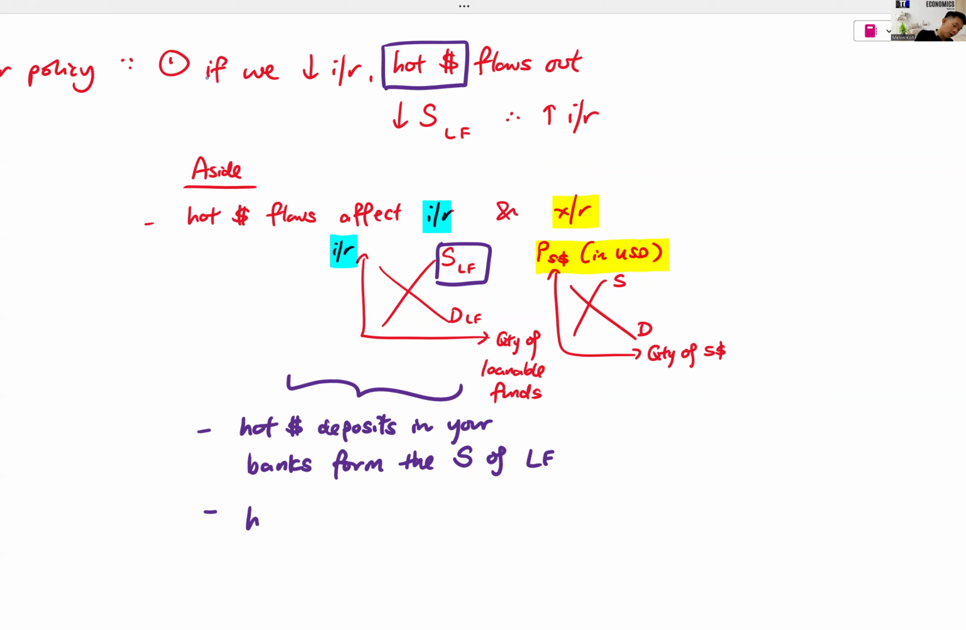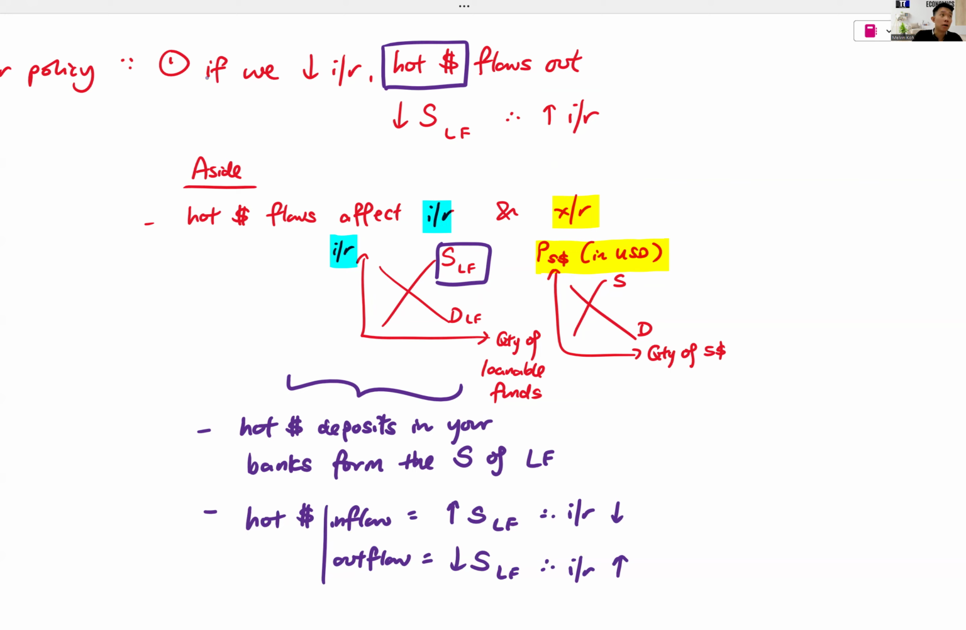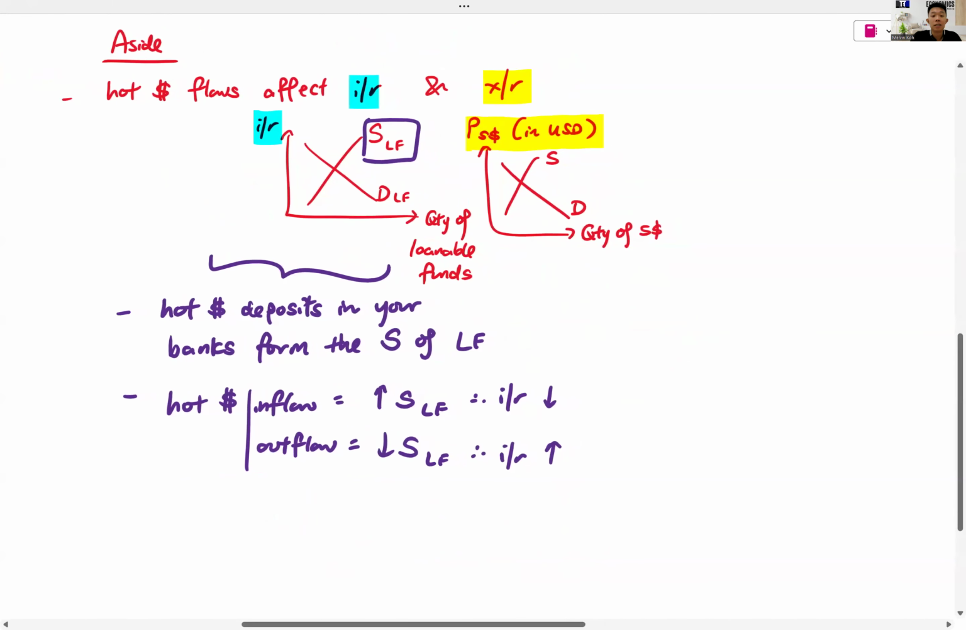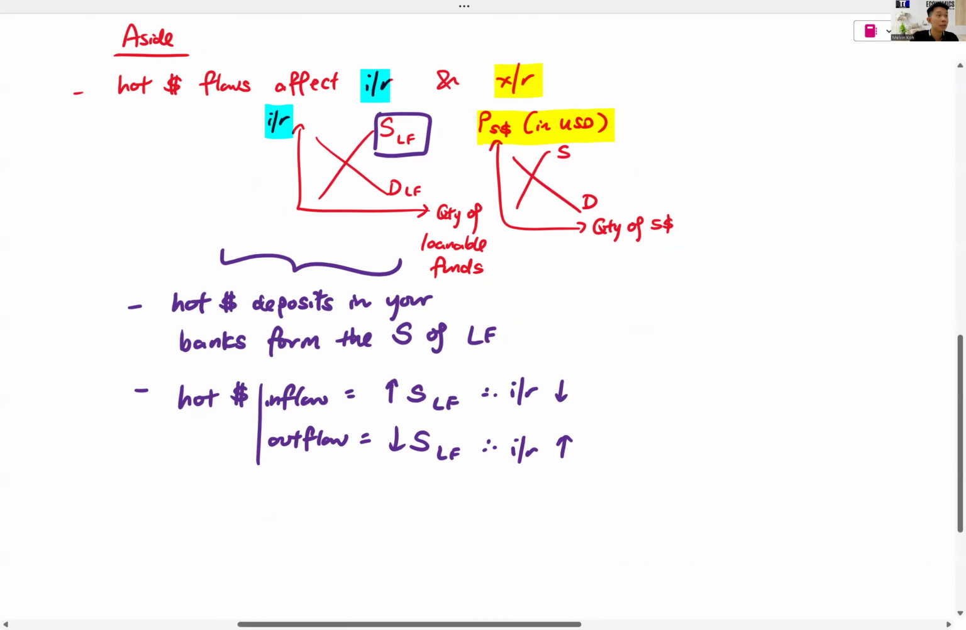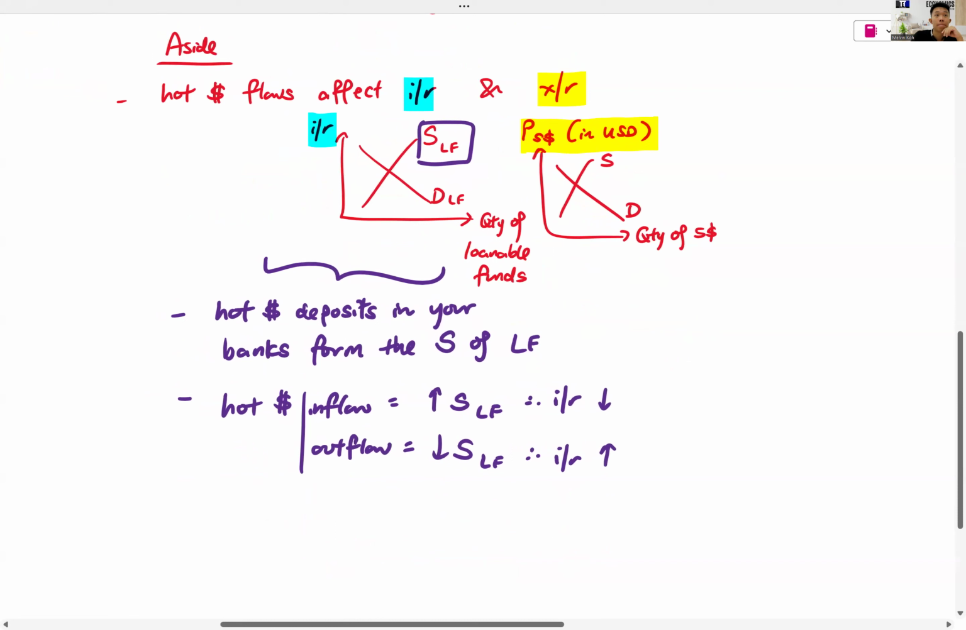Because of that, hot money inflow leads to higher supply of loanable funds. Hot money outflow leads to lower supply of loanable funds. And you know what happens to interest rates. The consequence is straightforward. Supply shifts, interest rates change. Okay. Questions?